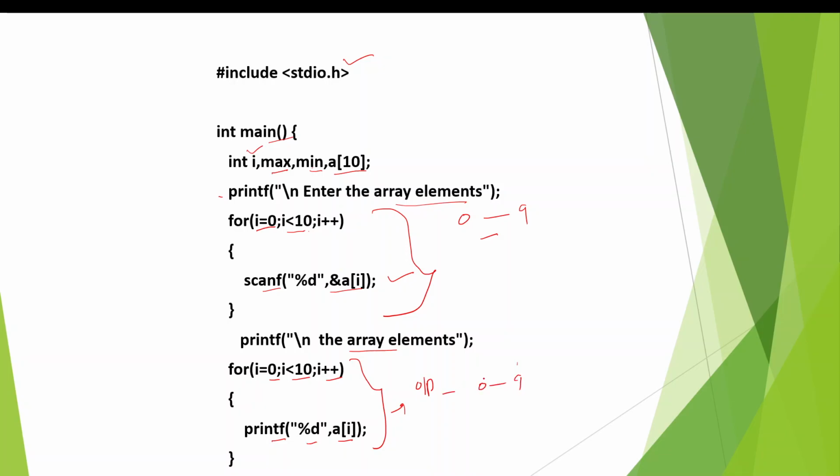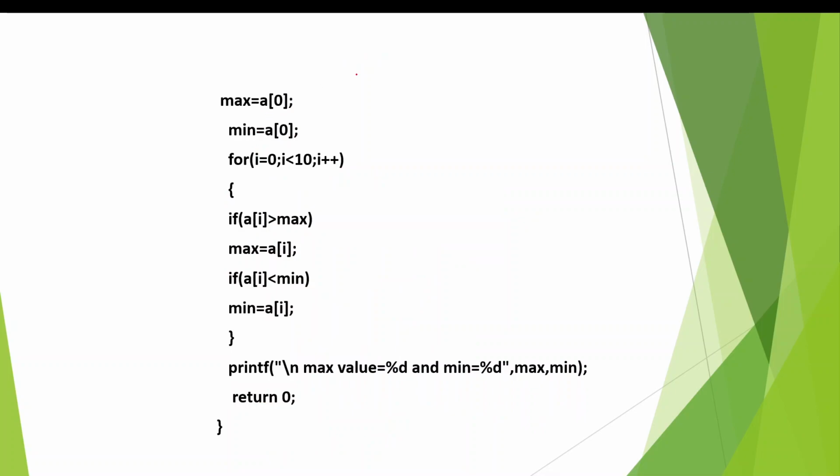Next, suppose we have a[10] equal to 0 1 2 3 4 5 6 7 8 9. Then we have to find the maximum and minimum value. First of all we have to assume that our first value is the maximum and the first value is also the minimum. Both we have to assume initially.